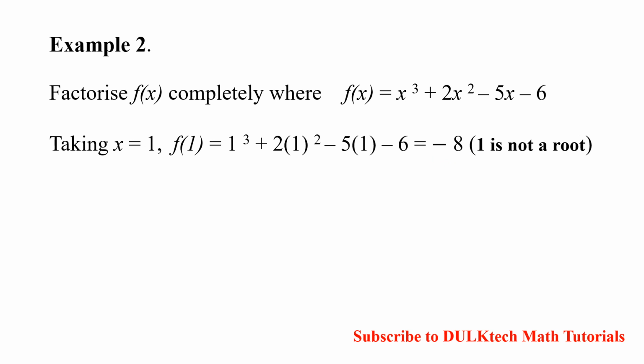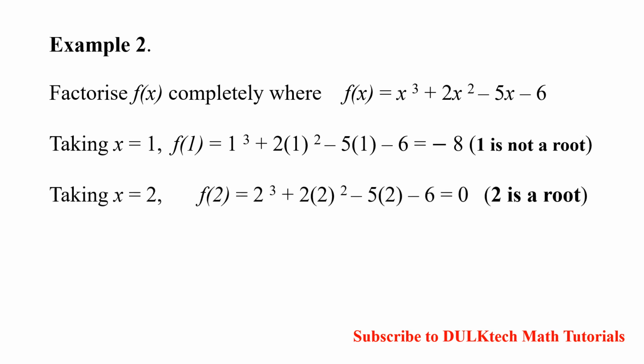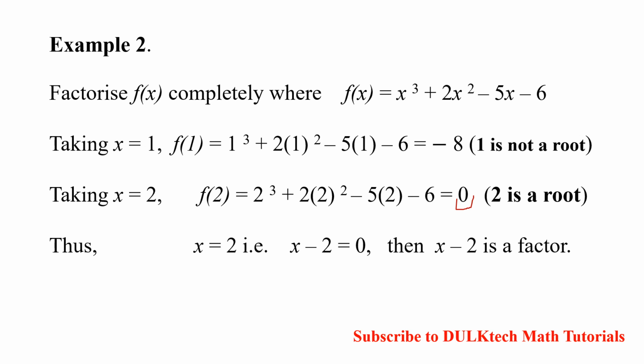Let's try something else. Let's try 2. F of 2, if we substitute 2 throughout, we get 0, which means 2 is a root. So if 2 is a root, that means the factor is x minus 2. We now have a factor x minus 2.